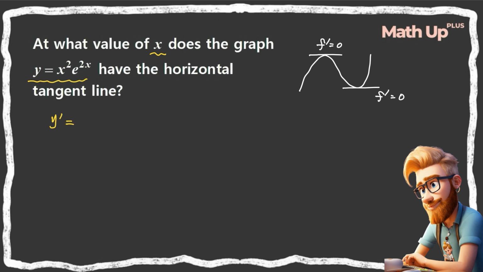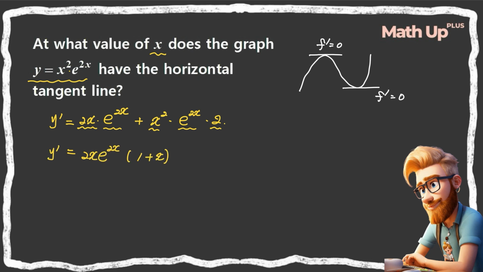y prime is equal to, this is x squared times e to the 2x, so we have to apply the product rule. The derivative of x squared, that's 2x, leave e to the 2x alone, plus leave x squared alone, and write the derivative of e to the 2x. That's e to the 2x times 2. And if we simplify this, we have a factor 2x, e to the 2x. So 2x e to the 2x, then that's going to be 1 plus x.